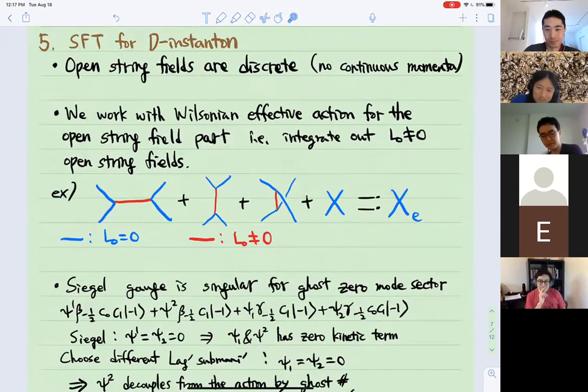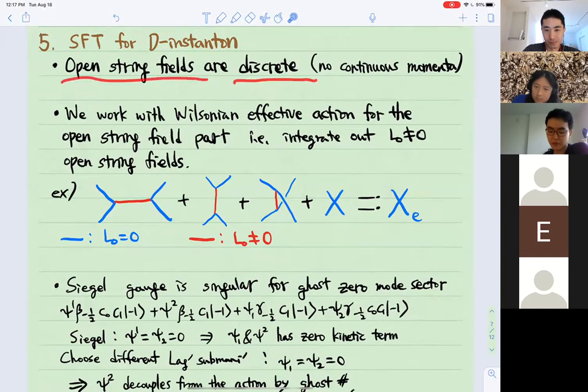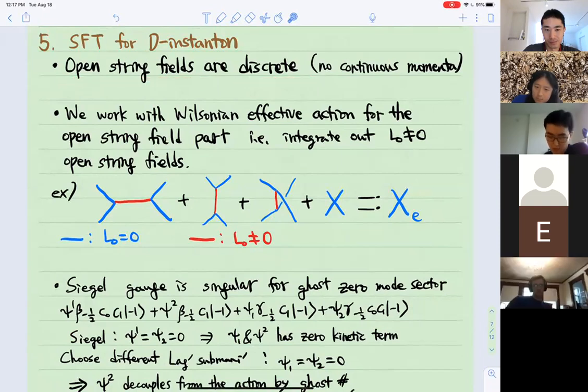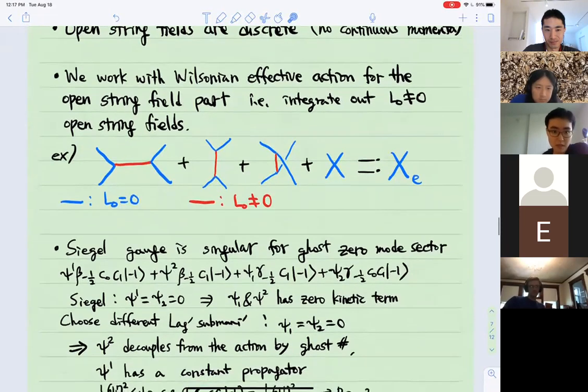So now we have to discuss string field theory for D-instanton. First of all, as we've already said, there's no non-compact direction, so all the open string fields are discrete. Let me actually skip this discussion in the interest of time.